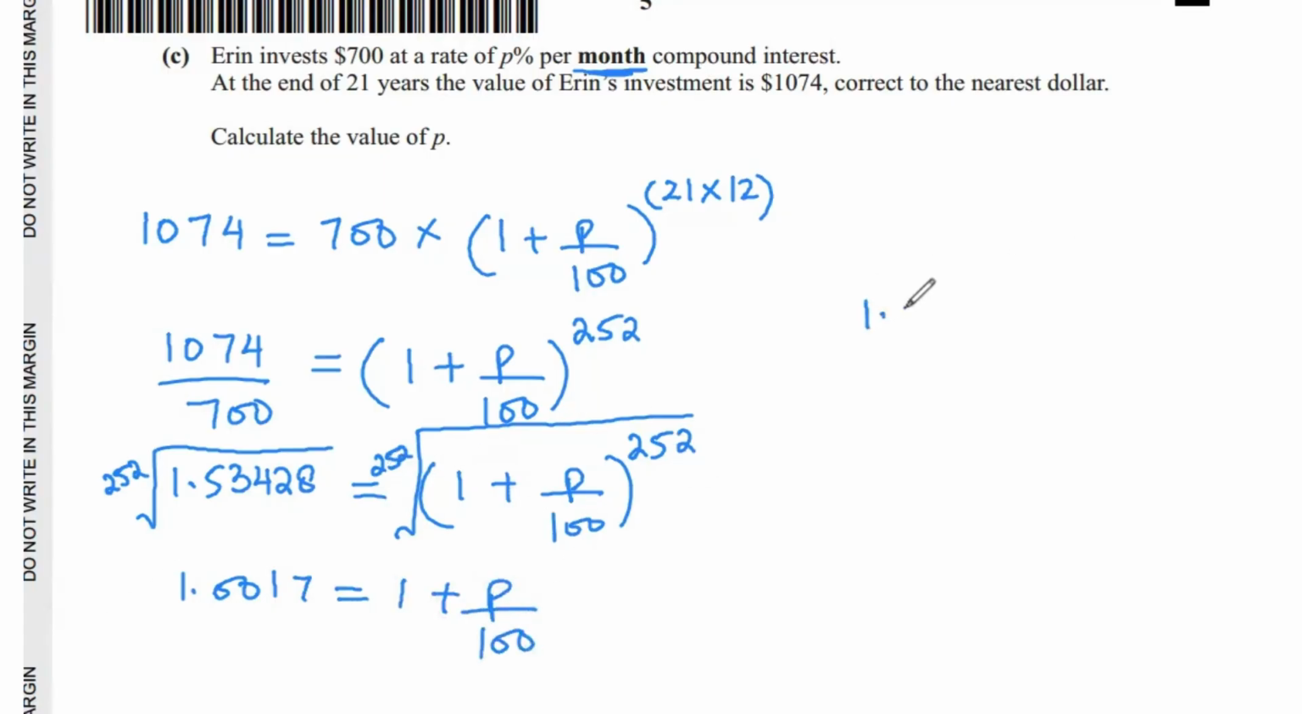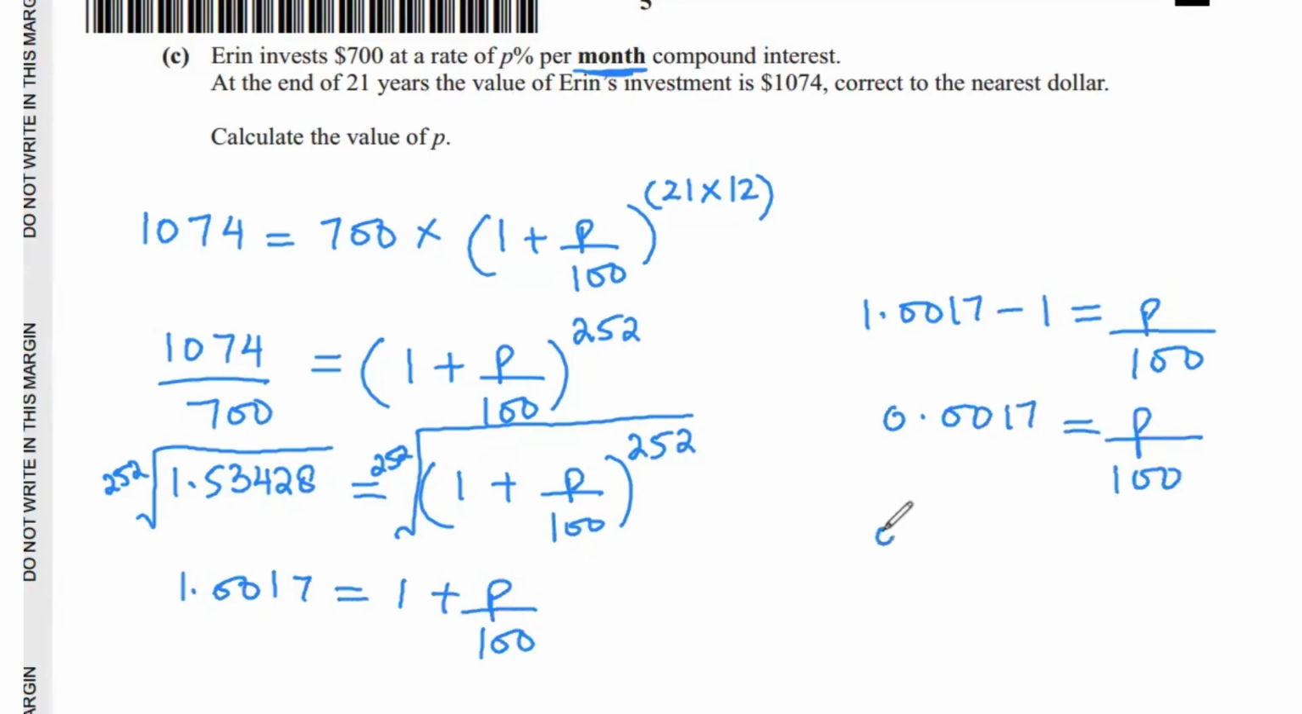We've gotten rid of the power. So then 1.0017 minus 1 equals P over 100, which is 0.0017. Then we're going to times that by 100 to get the value of P, and that is going to be 0.17%. That is your final answer.